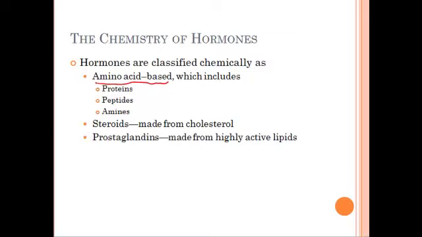So those are two types, amino acid based and steroid based hormones. There's also something called prostaglandins as well, and these are lipid hormones, and they are involved in communication between cells, and they make up a third category. But the two main categories we're going to talk about in this lecture are number one, amino acid based, and number two, the steroid based hormone.